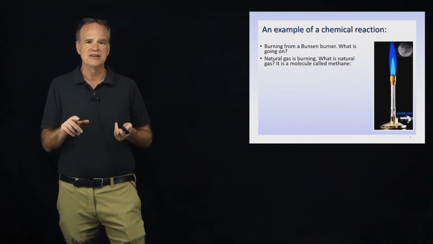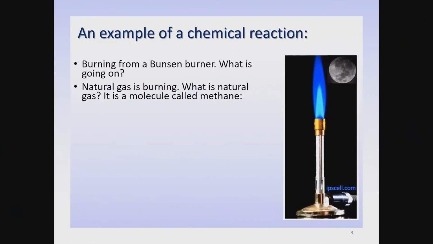So let me just give you an example of a chemical reaction, which we're going to go over in some gory detail. This is an interesting chemical reaction. As you know, you can burn natural gas, and there's a picture there on the right of natural gas burning. The device it's burning from, you may have already seen in the past, is something called a Bunsen burner.